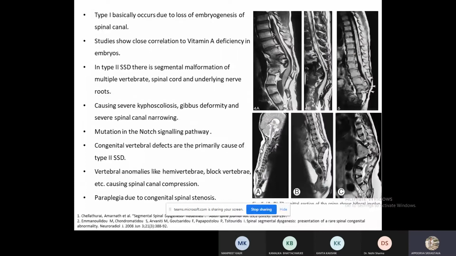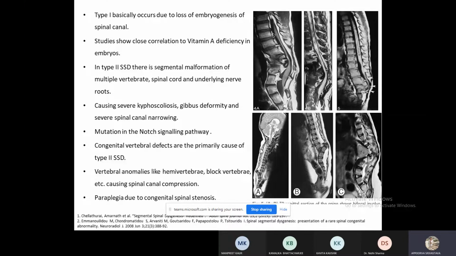Type 1 basically occurs due to the loss of embryogenesis of the spinal canal. Studies show close correlation to vitamin A deficiency in embryos. In type 2 SSD, there is segmental malformation of multiple vertebrae, spinal cord, and underlying nerve roots, causing severe kyphoscoliosis, gibbous formation, and severe spinal canal narrowing.